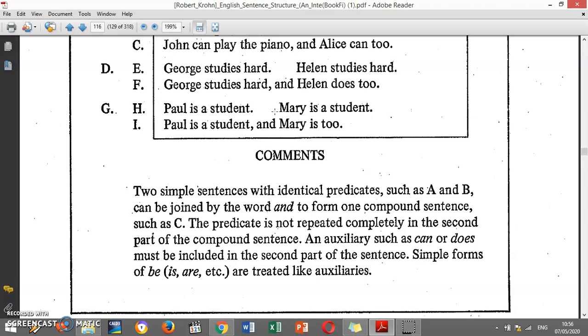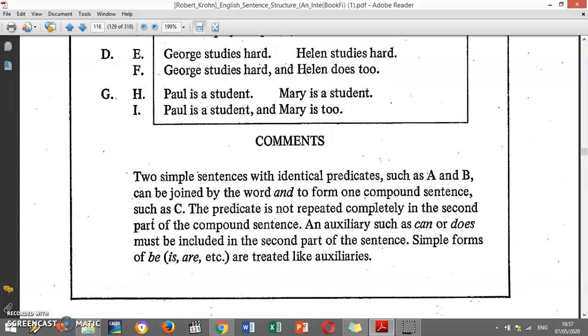And then the predicate is not repeated completely in the second part of the compound sentence. Compound sentence ini artinya dua kalimat yang digabungkan seperti itu ya. An auxiliary such as "can" or "does" must be included in the second part of the sentence. Simple forms of be are treated like auxiliaries. Jadi di sini tidak usah memasukkan kalimatnya, akan tetapi masukkan auxiliary saja, like that.